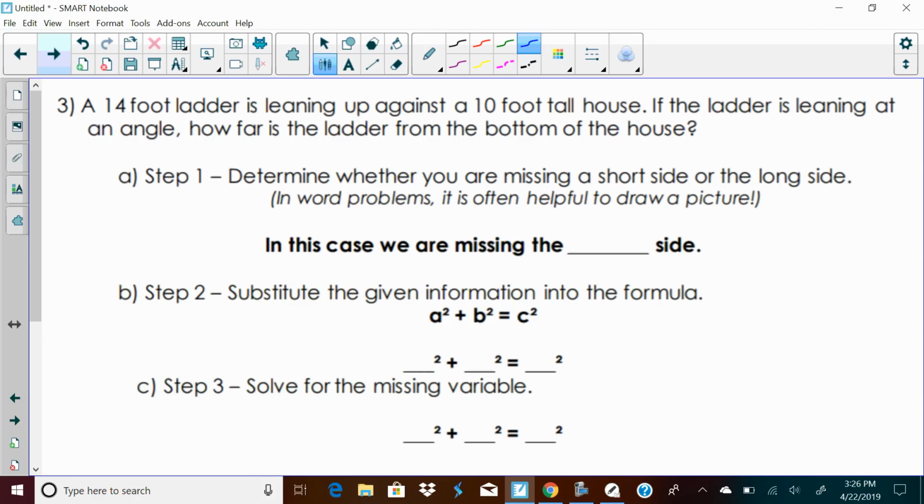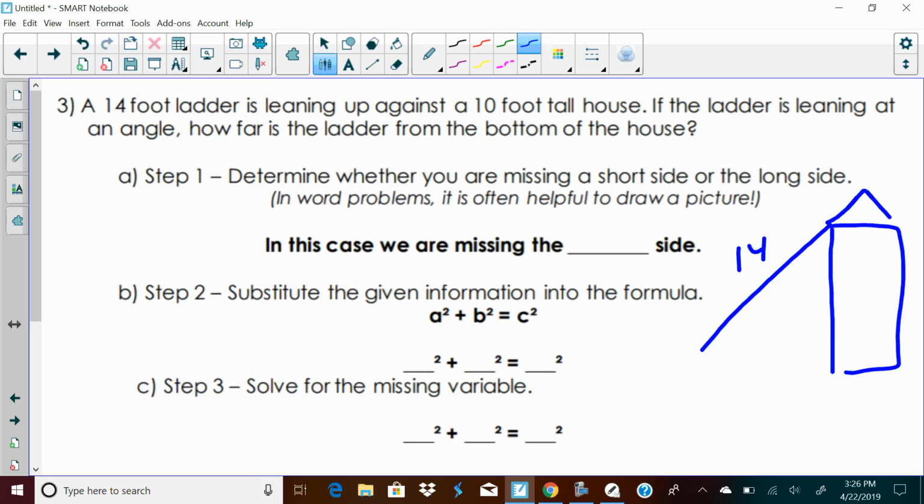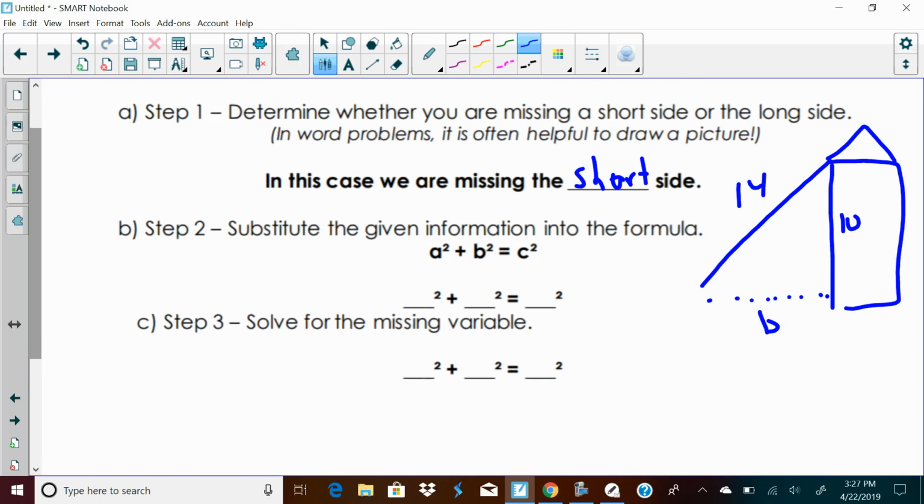Then example 3, a 14-foot ladder is leaning up against a 10-foot house. So here's my 14-foot ladder, my 10-foot house. I want to know how far away the ladder is from the bottom of the house. Step 1, determine whether we're missing a short side or a long side. In this case, we are missing a short side. Substitute in the given numbers. So I'm going to have 10 squared plus b squared equals 14 squared, and then solve.